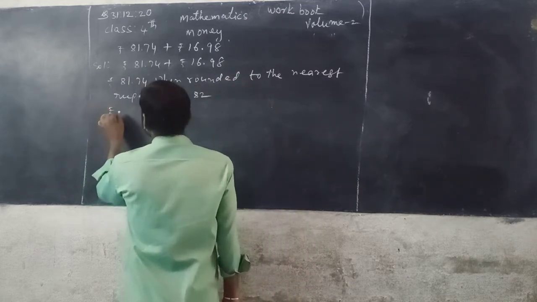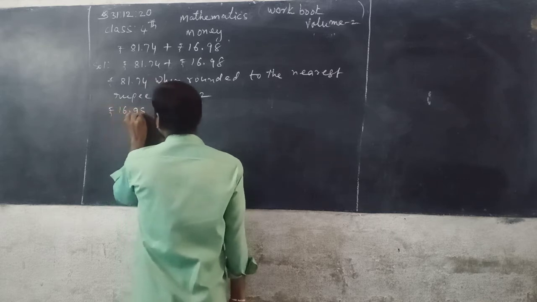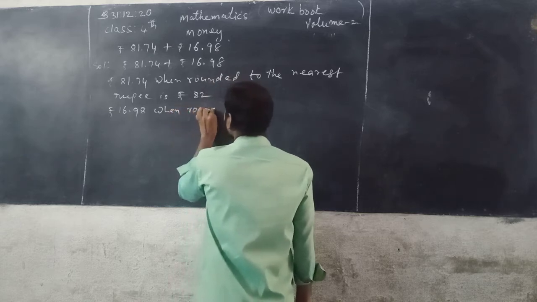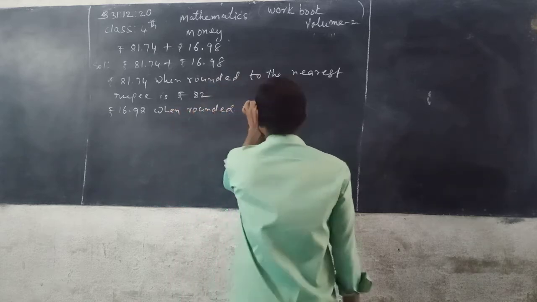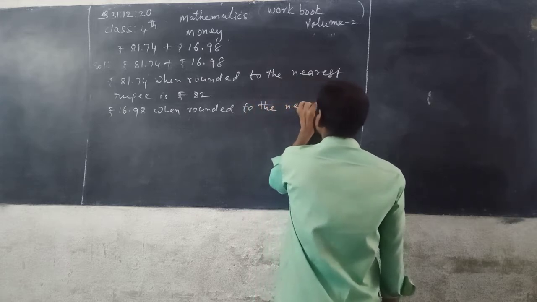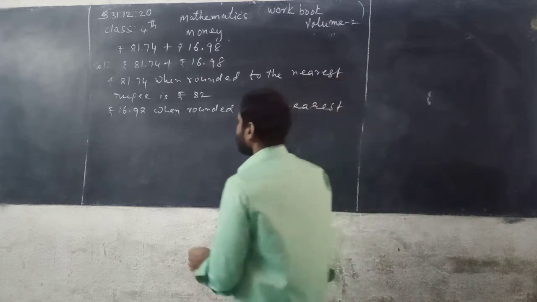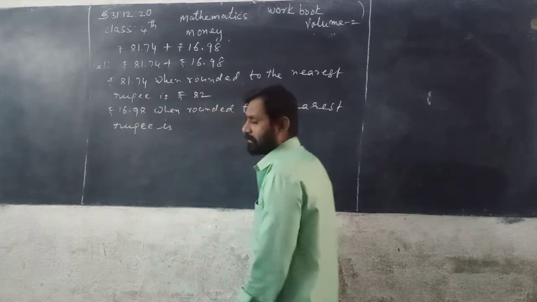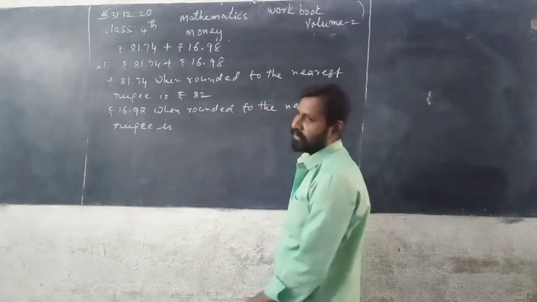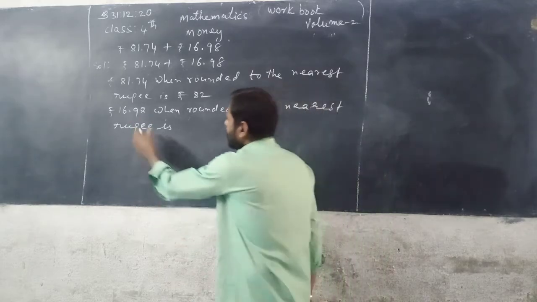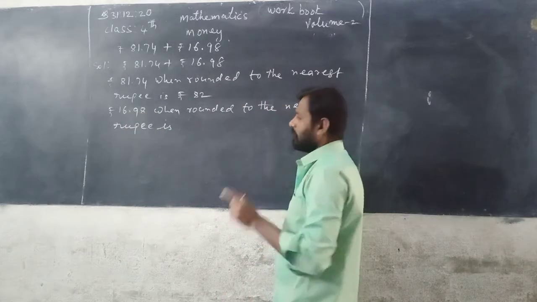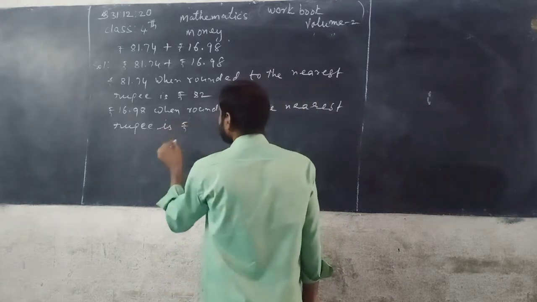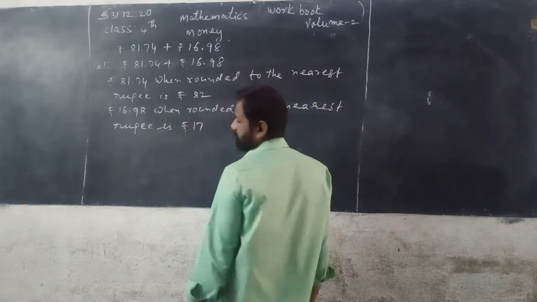Next, 16 rupees 98 paise when rounded to the nearest rupee is, see, look at the backboard, beta. 98 paise is more than 50 paise. Okay, so 98 paise is nearer to 1 rupee. 1 rupee is added to 16 rupees, you can get 17 rupees. 16 rupees plus 1 rupee, you can get 17 rupees.